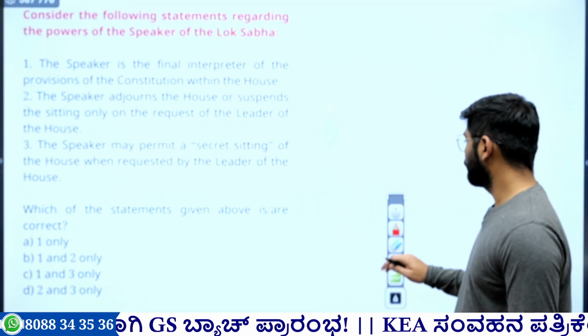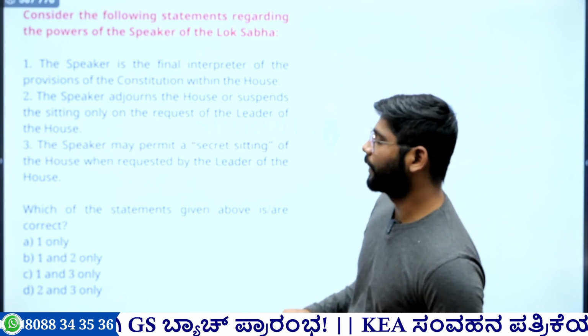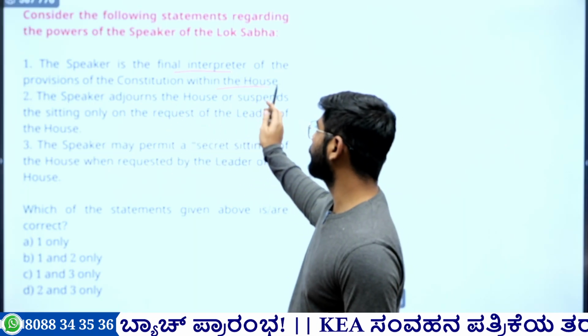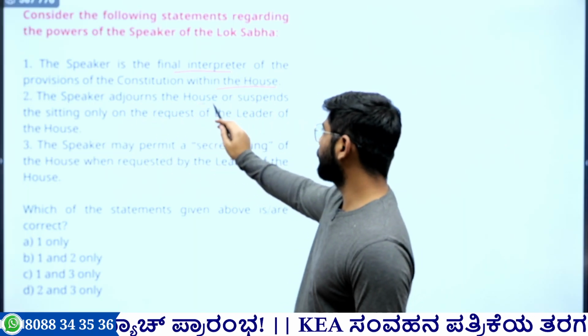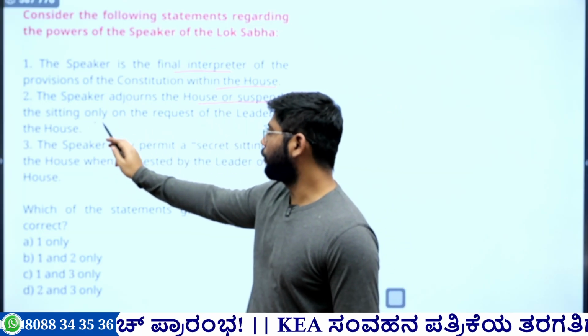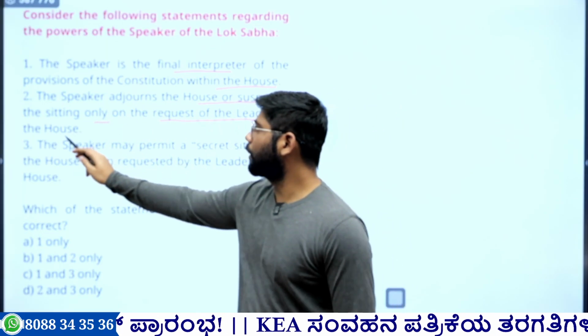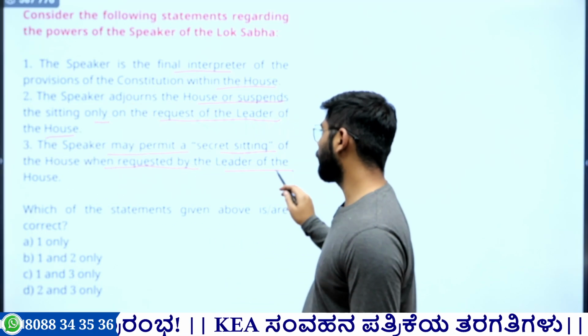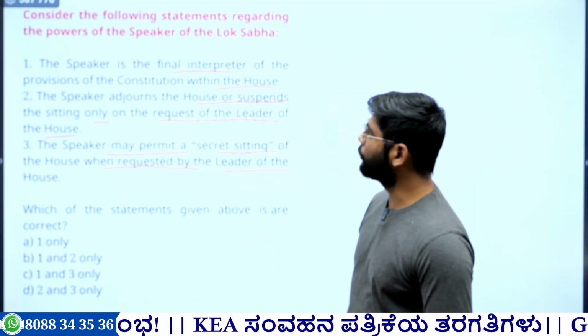Next question. This is about the powers of the speaker. Okay. First statement: the speaker is the final interpreter of provisions of the constitution within the house. Second, the speaker adjourns the house or suspends sitting only on the request of the leader of the house. Third, the speaker may permit the secret sitting of the house when requested by the leader of the house. Okay. Let me know which one is correct here.